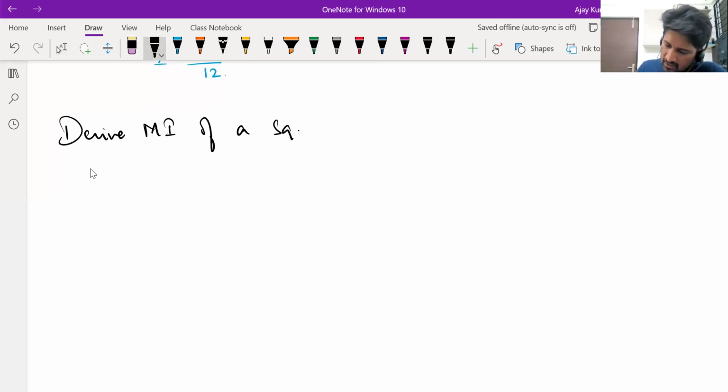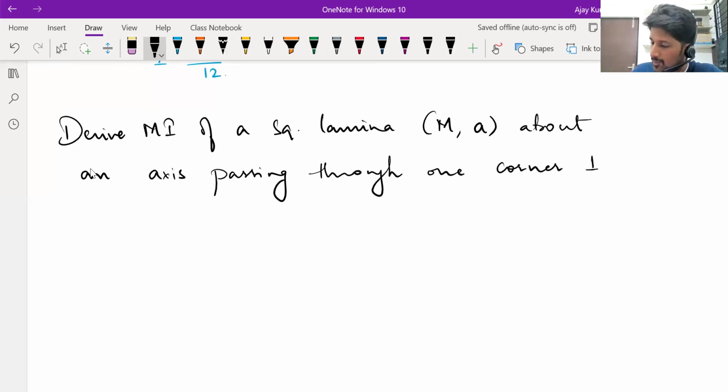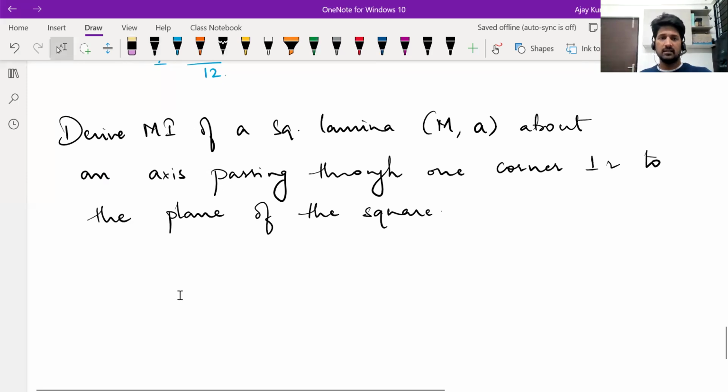Of a square lamina. Mass is m, side is a, okay? About an axis passing through one corner, perpendicular to the plane of the square. Okay, visualize the axis carefully and solve.